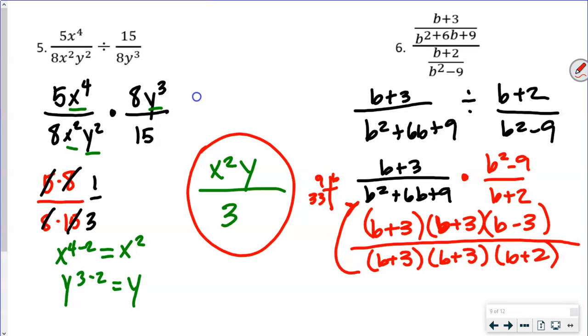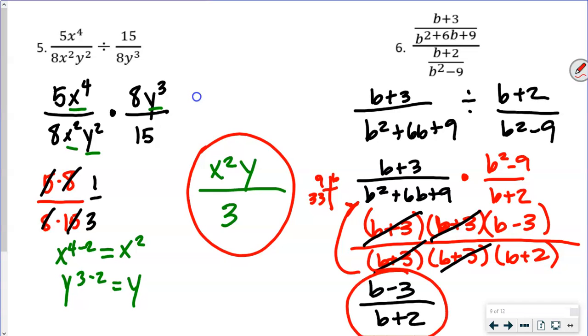I got b plus 3, b plus 3, b plus 3, b plus 3. So what's left over there? b minus 3 over b plus 2. And that is as simple as it gets, guys. We can't make it any simpler than that, okay? That's as good as it gets. All right, now let's do a couple more.